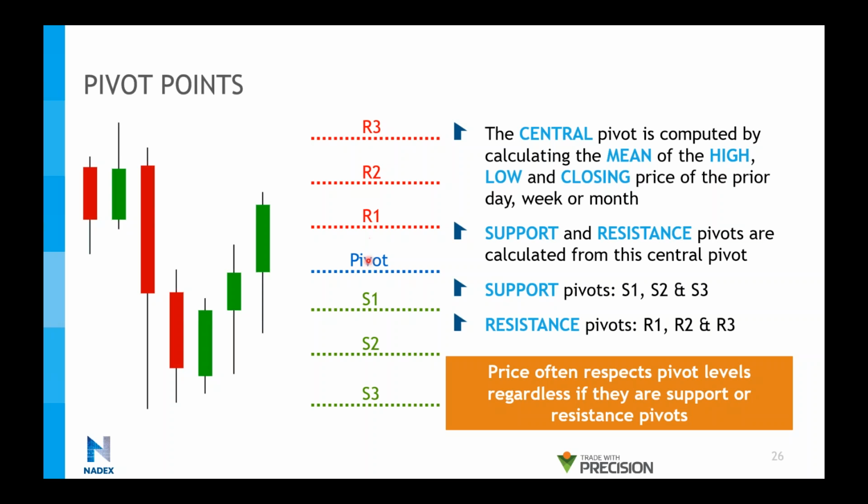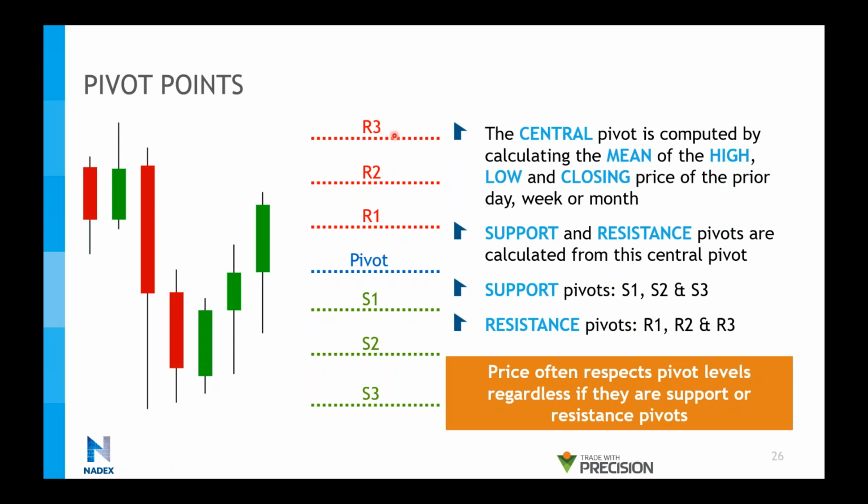Here we're looking at the pivot point. That's the central point, and it's computed by calculating the mean, just summing up the high, low, and close, and dividing that sum by 3. And what's the time frame? You pick your time frame. Usually it's done for the day, but you can do it for the week and the month as well. And now you have several formulas calculating support levels and resistance levels. The support levels are S1 to S3, and the resistance levels are R1 to R3.